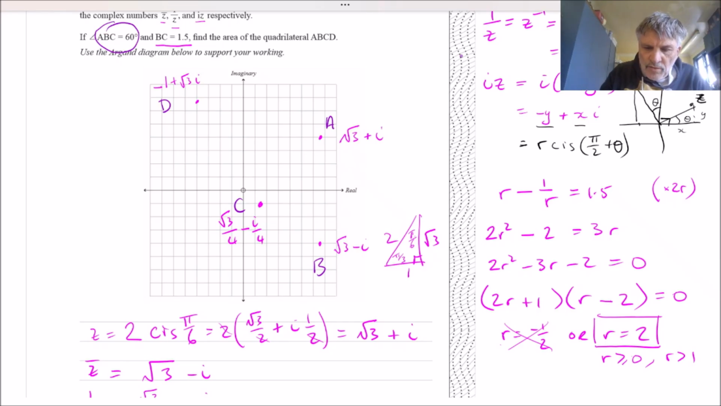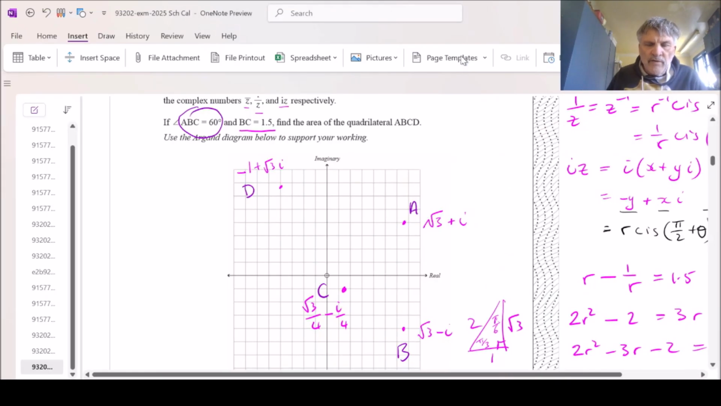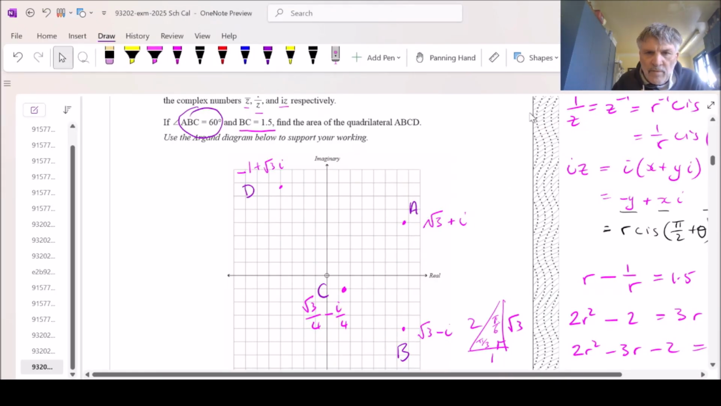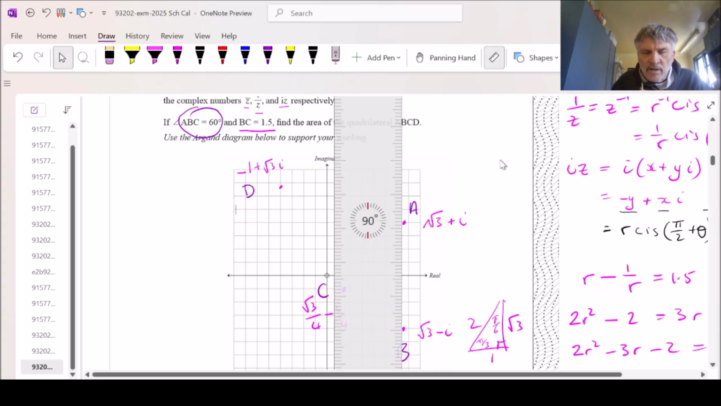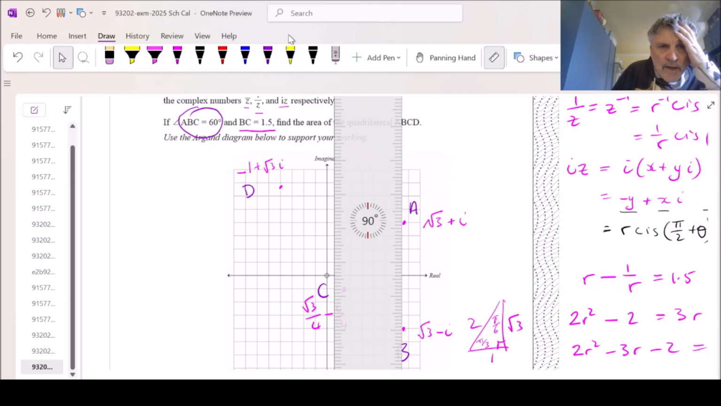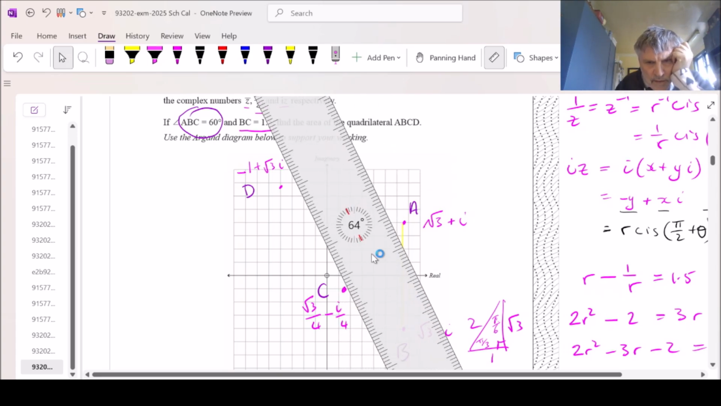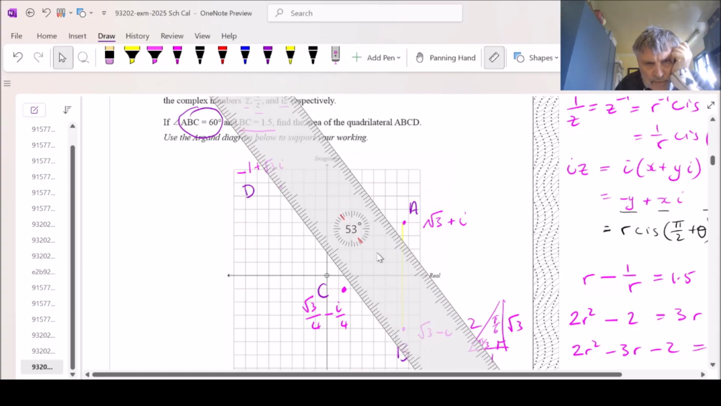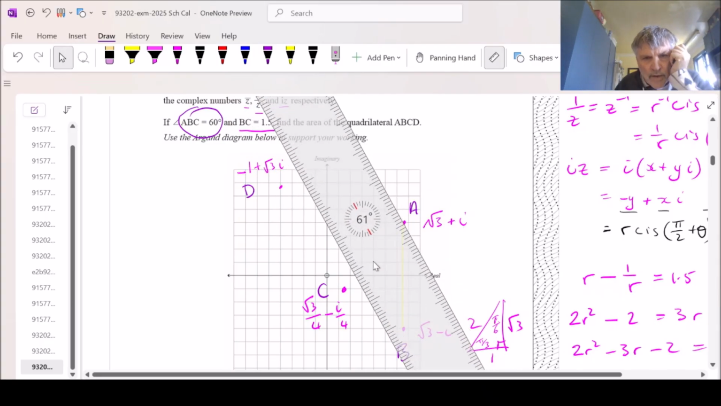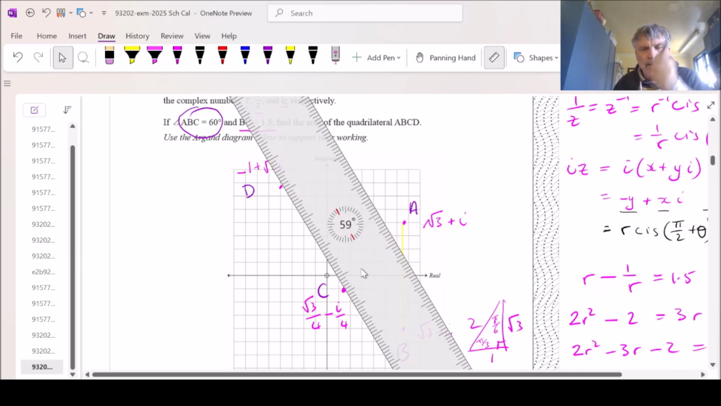Might help to try and use the ruler. I've had trouble trying to use the ruler before, but let's try and find what we are. Use a grotty yellow colour. I'm going to shade it in so we'll be able to see. Comes down here.